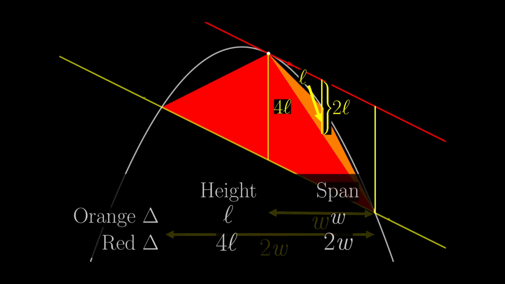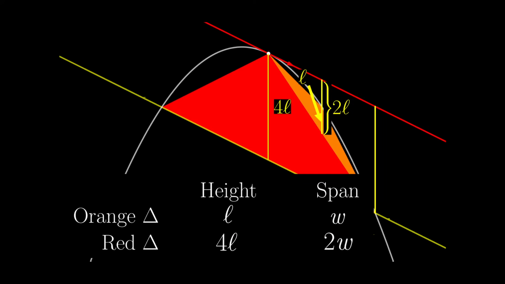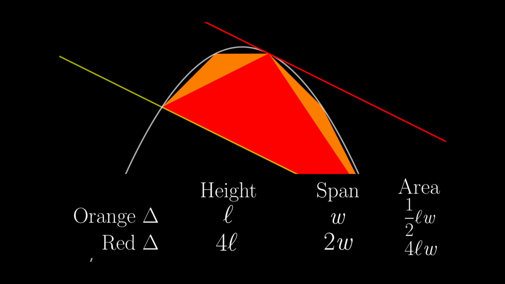As a summary, the orange triangle has a quarter of the vertical height and a half of the horizontal span compared with the red triangle. Thus, the area of the orange triangle is an eighth that of the red triangle. By running the same argument on the other side, the other orange triangle would also have an eighth of the area of the red triangle, and so the total area of the orange triangles would be a quarter that of the red one.